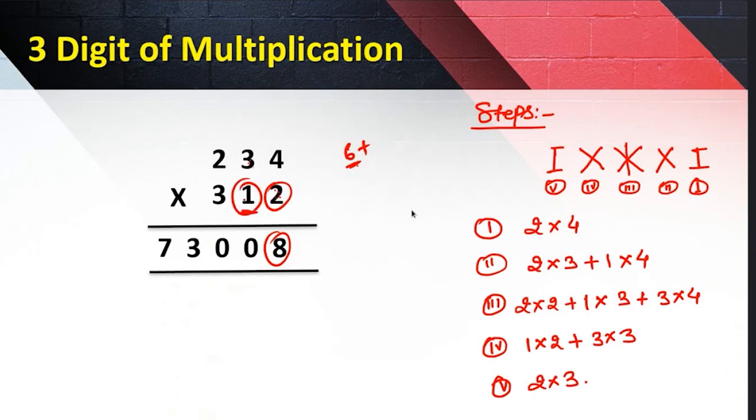So this is the 1. I am going to take 1. Now 1 will multiply with 4, the first number, like we did 2 with 4. Similarly we are going to do 1 with 4. So 1 into 4 is 4. So 6 plus 4 is 10. I am writing 0 and carry 1. Okay, so this is completed now.